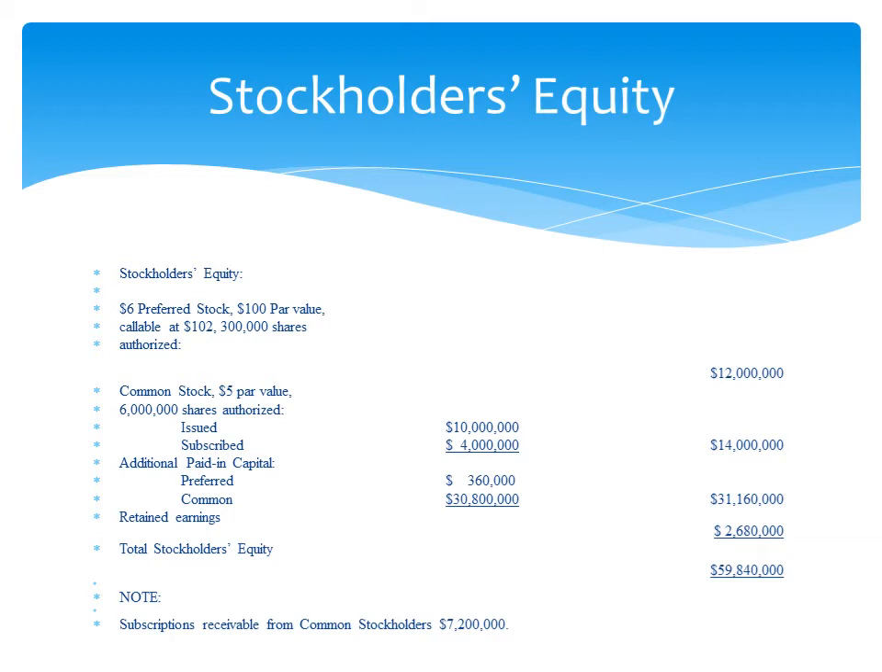And then we got additional paid-in capital. So additional paid-in capital actually means the premium that is received by the company by selling the shares. And the preferred stock has the premium $360,000, and the common stock has premium $30,800,000, and that adds up to $31,160,000. And then we have retained earnings. So retained earnings are the profits of the company that have been retained in the business for future eventualities, and it amounts to $2,680,000. So these are the investments in the company that add up to $59,840,000. And now in the next slide, I'll show you the computation of the book value per share.